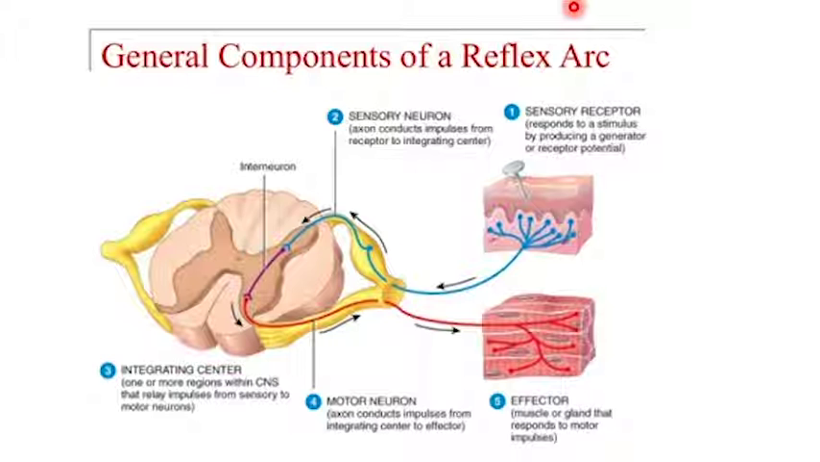So next we'll talk about motor controls and reflexes. The reflex arc consists of about 5 elements. One, you have a receptor, which responds to a stimulus by producing a generator or receptor potential. A generator potential means you have mild electric responses that accumulate to reach a certain threshold, usually about 10 millivolts.